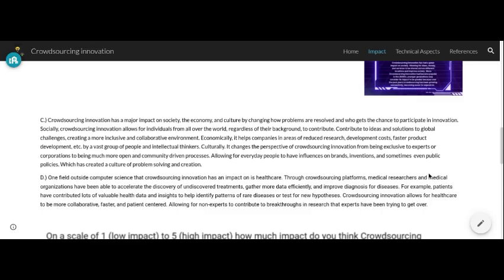One field outside computer science that crowdsourcing has an impact on is healthcare. Having health data is really important because it can help identify patterns of rare diseases and test new hypotheses. More data that they can use contributes a lot to the development of more breakthroughs for healthcare, new ways to prevent diseases from happening in the future.